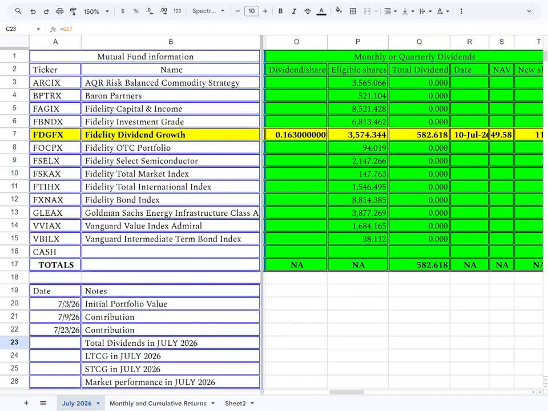Now, like I said, this is only a mid-month update. I did this because I received the dividend.